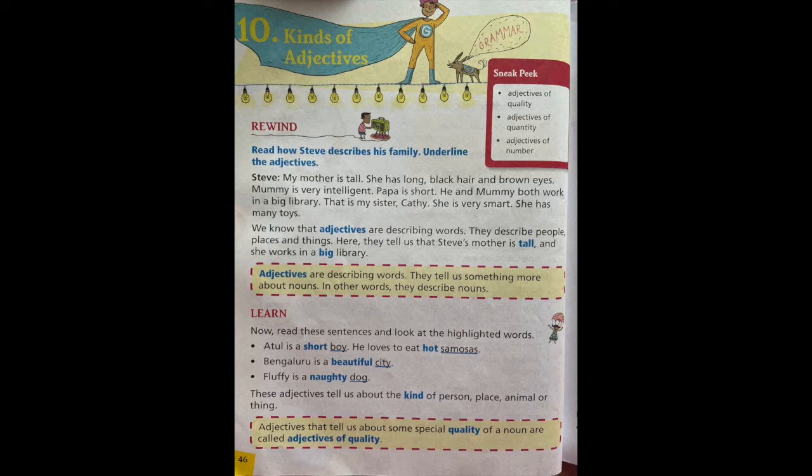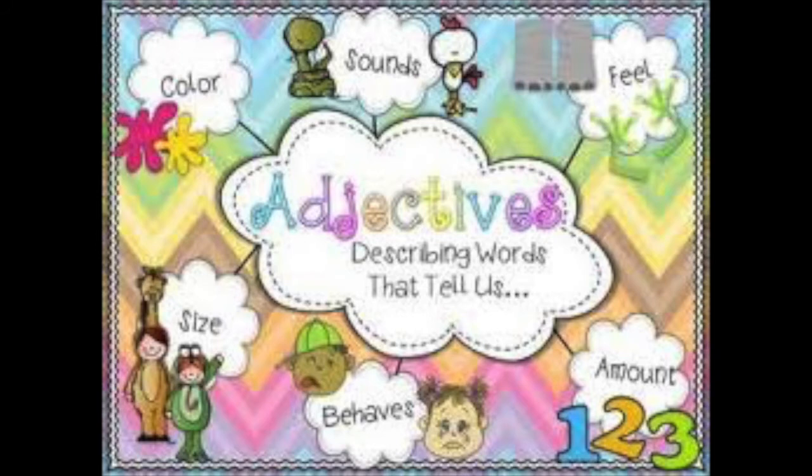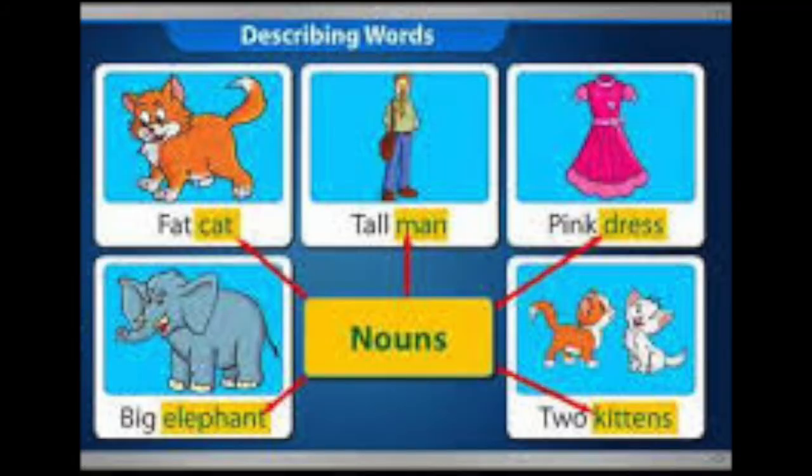Now before we start with the chapter, let us revise what is an adjective. We have already learnt in our earlier classes, that is in grade 1 and 2, adjectives are also called describing words. Adjectives are the words that tell us something more about nouns. They describe the nouns. Now adjectives are of different kinds. They tell us different things about the nouns. So let's move further and find out what they are.